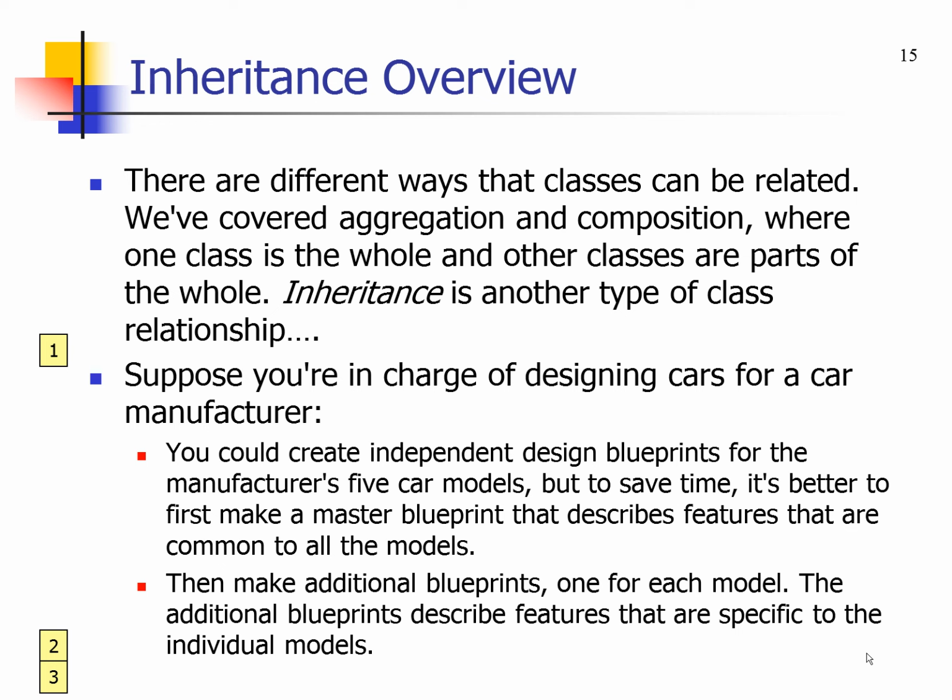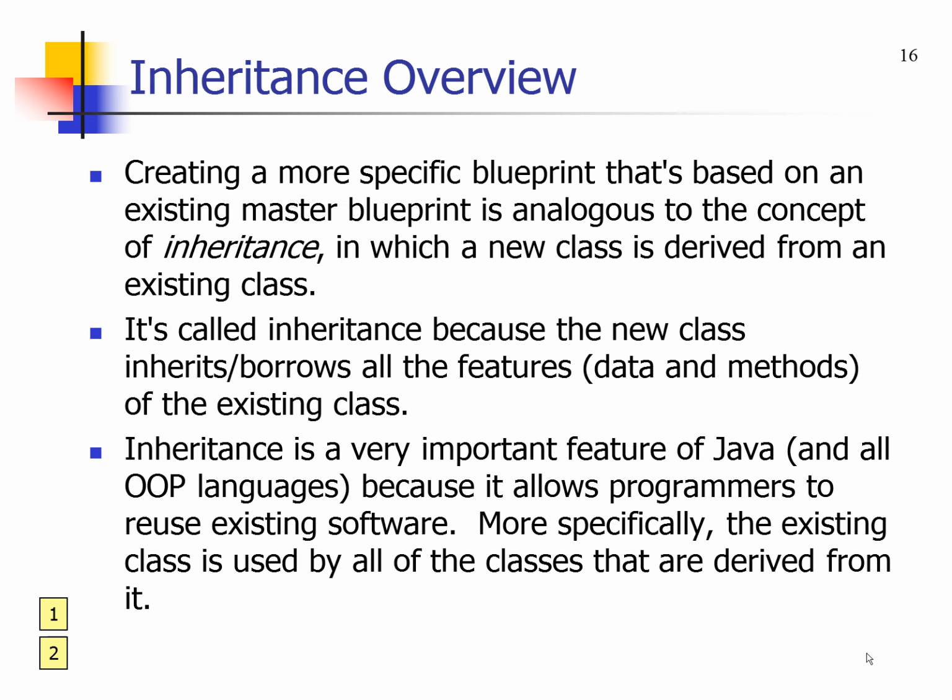All right, it says you could create independent design blueprints, manufacturers, 5 cars, so on and so forth, but you could inherit them even easier. What if you could create something like maybe tires, 4 tires? Don't all cars have the same kind of tires? So you can inherit tires into your program. Now, this is creating a more specific blueprint that's based on an existing blueprint, which is the basis for creating inheritance. And we're going to look at an example of that in just a second.